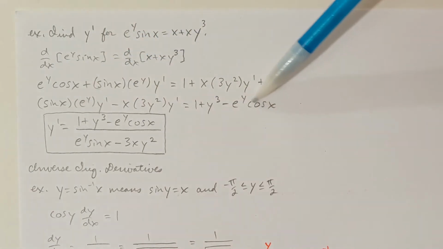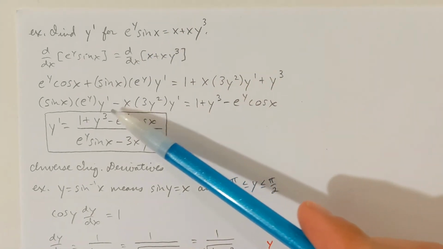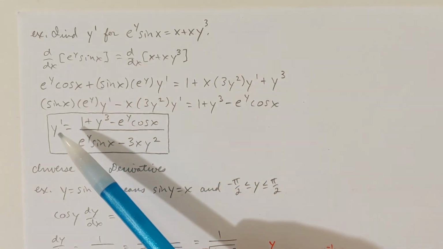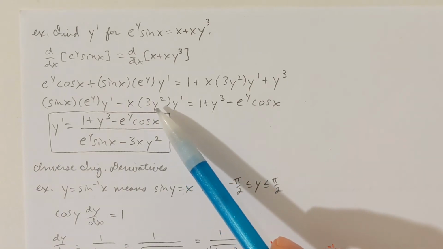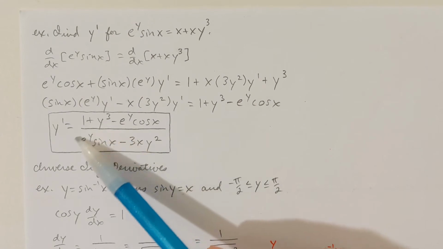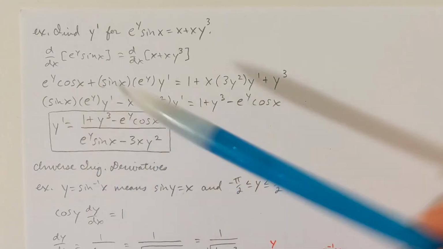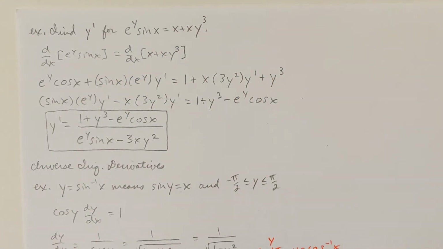And so that's how I get this next line here. Y prime is in common to these two terms. You can factor that out. The leftover then would be e to the y sine x minus 3x y squared. You're going to divide by that expression. That way y prime is all alone. And so what you see here then would be my answer to that.